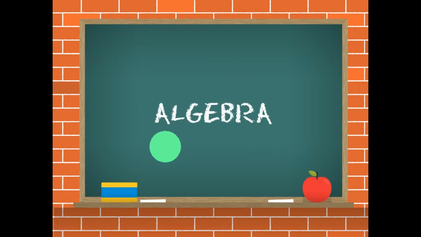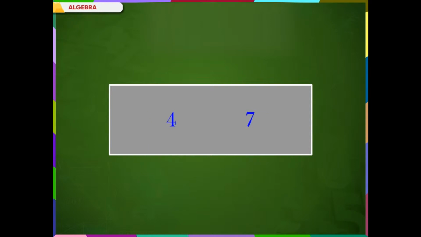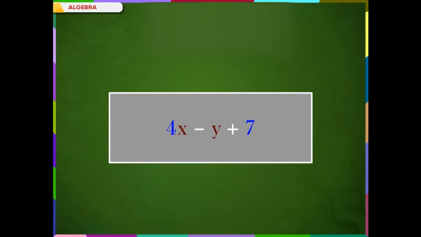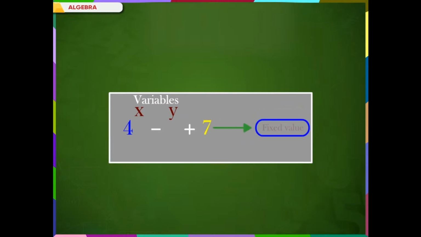Algebra. In algebra, we use numbers, signs of operation along with alphabets. We can use any of the following alphabets: A, B, C, or X, Y, Z. The most popular alphabet used in algebra is X and Y. In this expression, X and Y are variables. Any number can substitute the variable, but the number 7 is a fixed value.